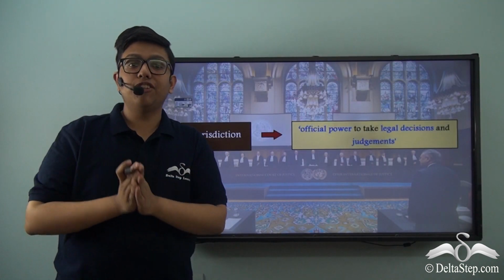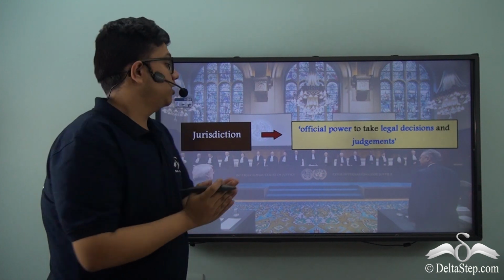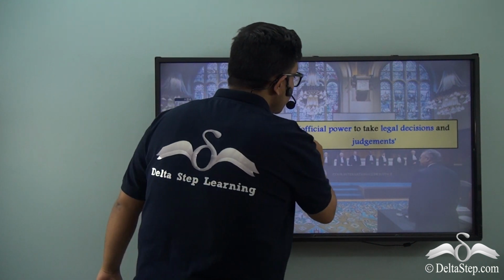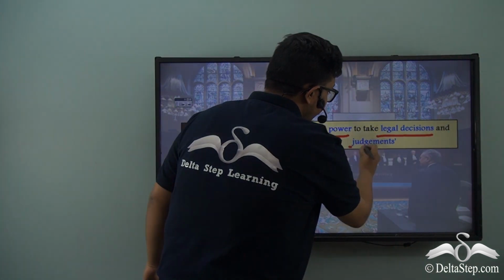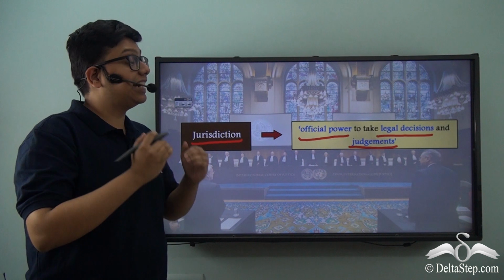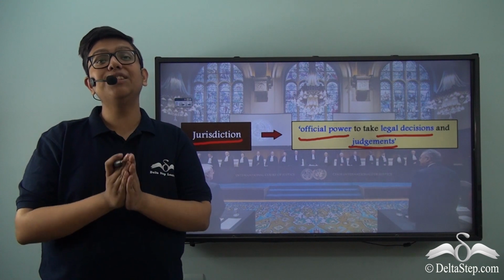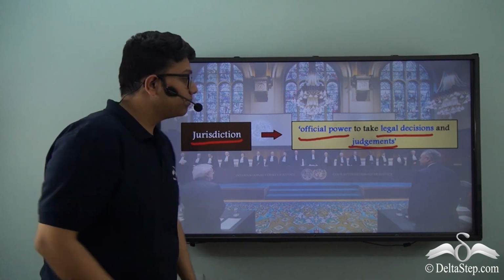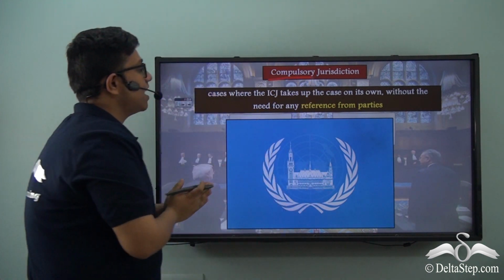Before we look at the various functions of the International Court of Justice, we have to understand a legal term, which is jurisdiction. Jurisdiction is a legal term which refers to the official power to take legal decisions and judgments. Therefore, jurisdiction is a power given to a particular body or organization through which it can take legal decisions and judgments. The International Court of Justice exercises its various functions through such various kinds of jurisdictions, as we will see now. We will start our discussion with the compulsory jurisdiction of the International Court of Justice.